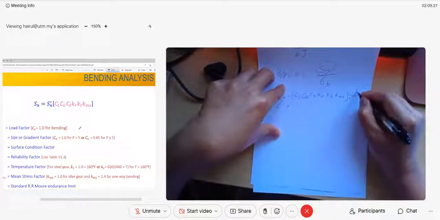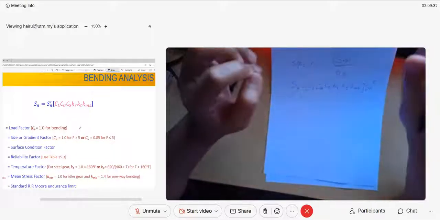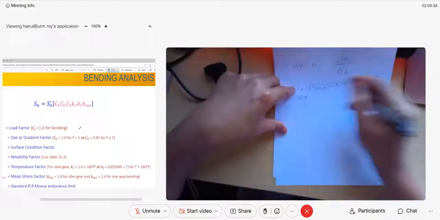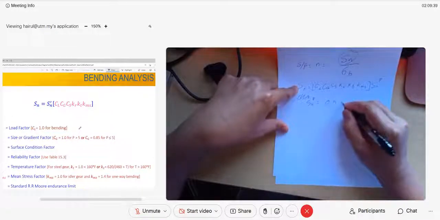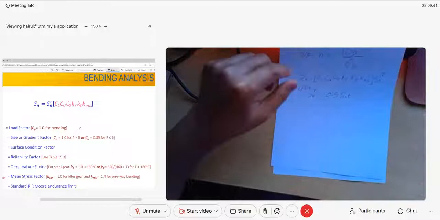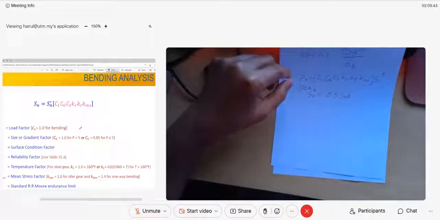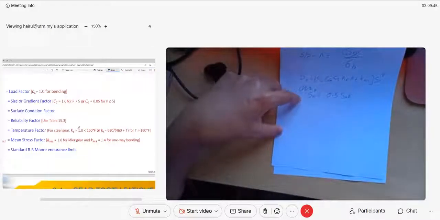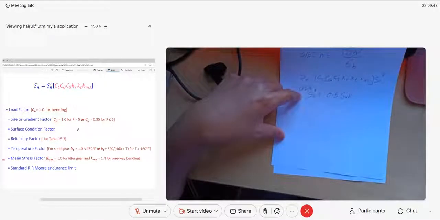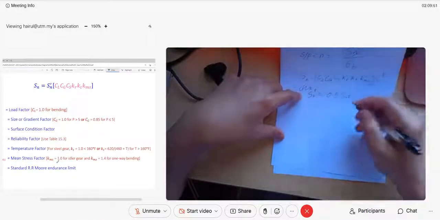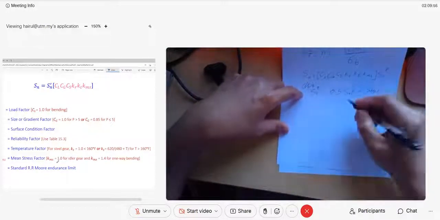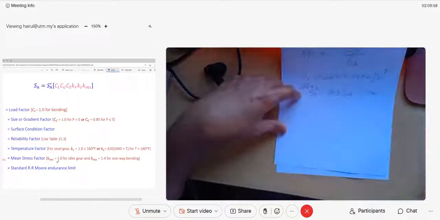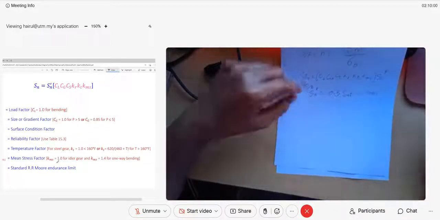So these factors are multiplied by SN prime. Remember, SN prime is from the standard test endurance limit, which is 0.5 SUT for steel. This is valid for steel only; for a different material it is not 0.5 of your SUT. You know the material of the gear, so you can know your SUT. So 0.5 of it will be your SN prime for steel.